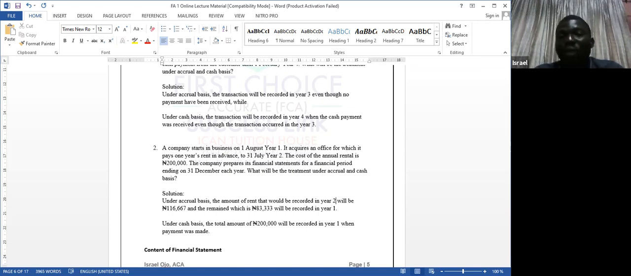The rent is recognized in year one because the year in which we pay the money is year one. Cash basis means that whenever there is a cash payment, whether it's for the year or not for the year, you record it in your financial statement. So that is the guide on that.